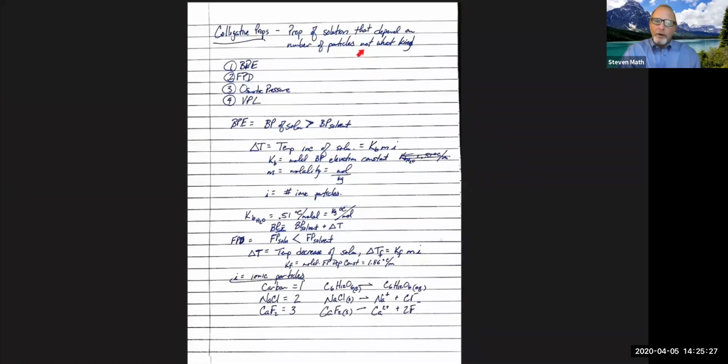Now there are 4 colligative properties. We're only going to talk about 2 of them in this course. We talk about the other 2 in AP. The 2 we're going to talk about in this course are going to be BPE. This is a nice abbreviation for boiling point elevation.